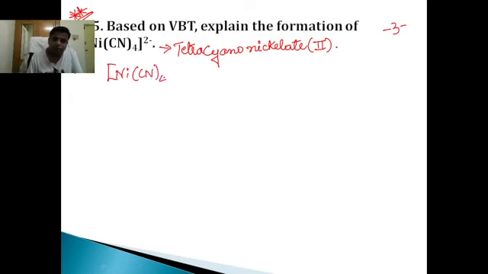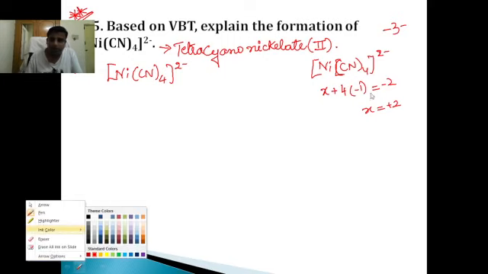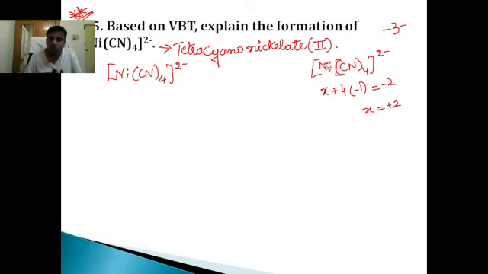Ni(CN)4 2 minus. First calculate the oxidation state of nickel here. Ni, CN4 2 minus, X. Cyanide is a monodentate ligand and its oxidation state is -1. It is equal to -2. You will get X equal to +2. So nickel is in +2 oxidation state. Please remember this. Let us start now.